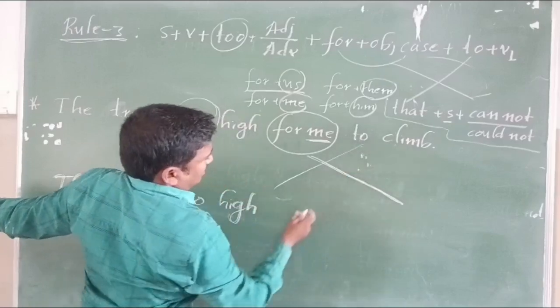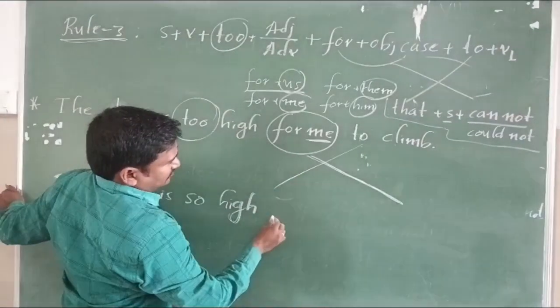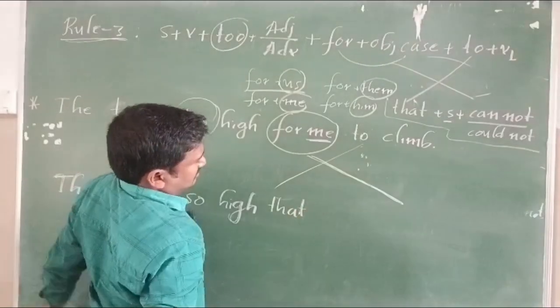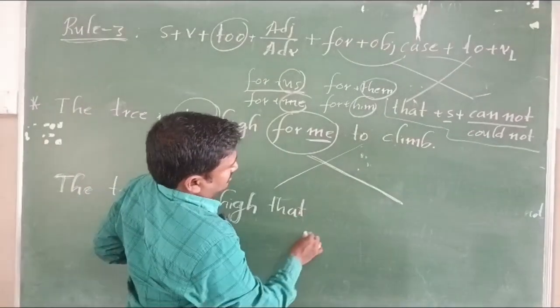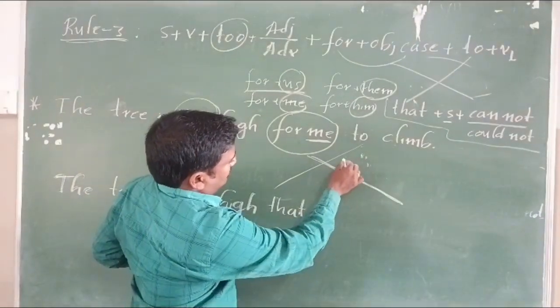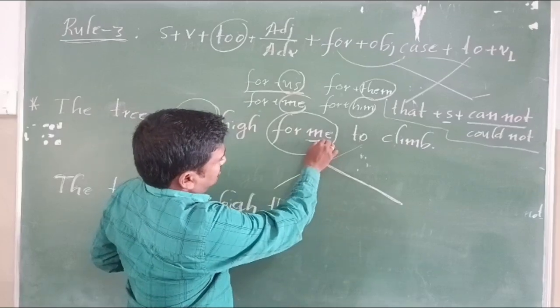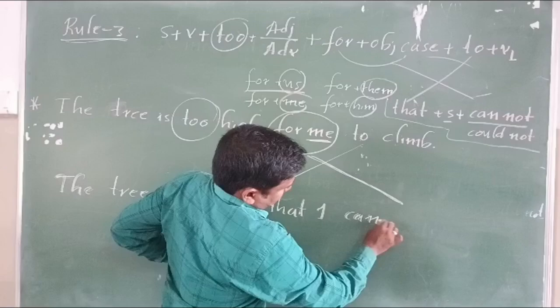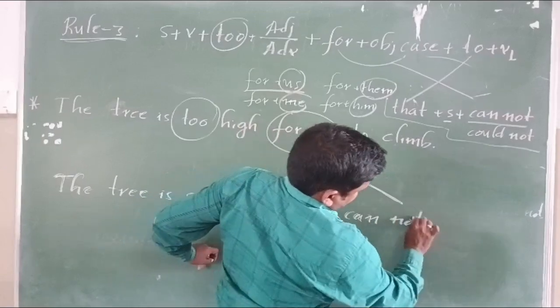Whatever "to" place climb, in place of "to" what do you have to use? That. In place of that, we have to use subject. What is the subject? It is I. That I cannot climb.